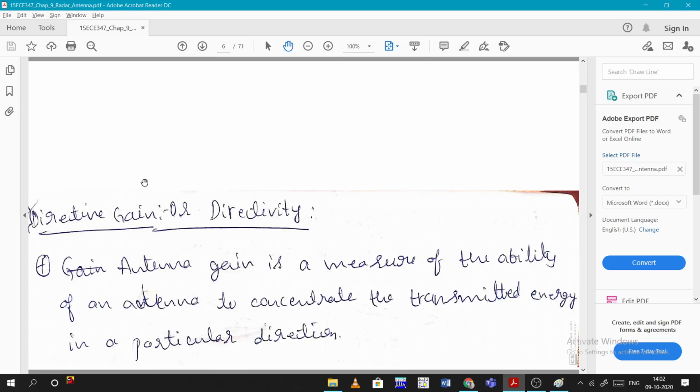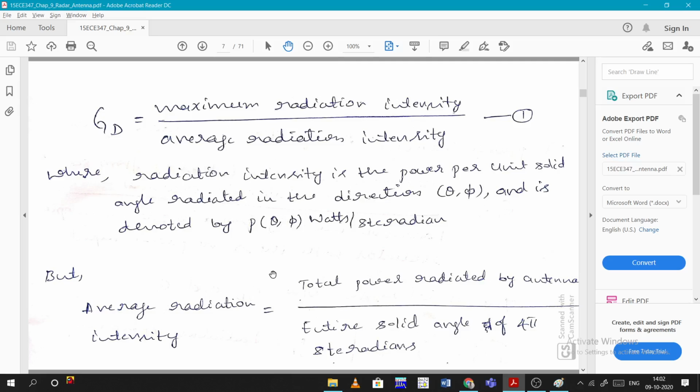So directive gain, also called directivity. Antenna gain is a measure of the ability of an antenna to concentrate the transmitted energy in a particular direction. That's what you already know. Coming to the formula, GD equals maximum radiation intensity divided by average radiation intensity. Now the power is mentioned in the spherical coordinate system as a function of theta comma phi, P of theta comma phi, in watts per steradian.